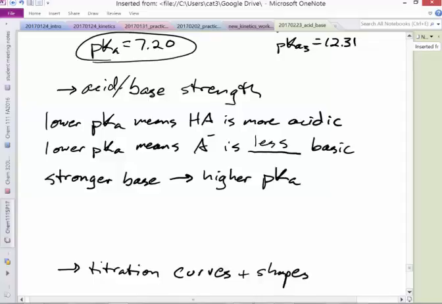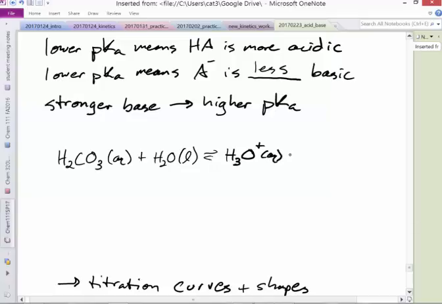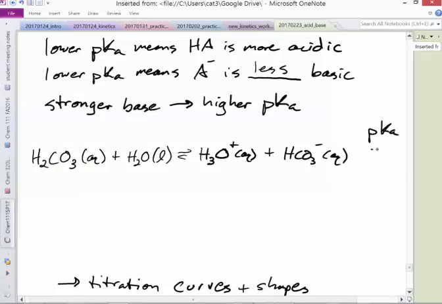Let's try one. Do the other acid while we're at it. Carbonic acid. No, it's got to react. Well, let's keep it the same. I forget what the pKa is, so I'll make it up. It'll be close enough.